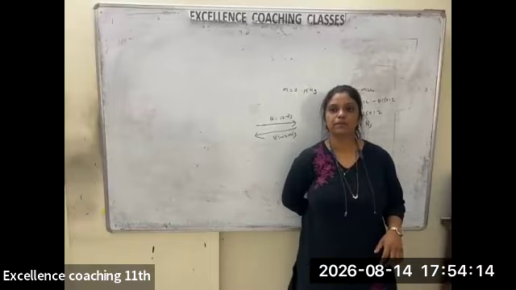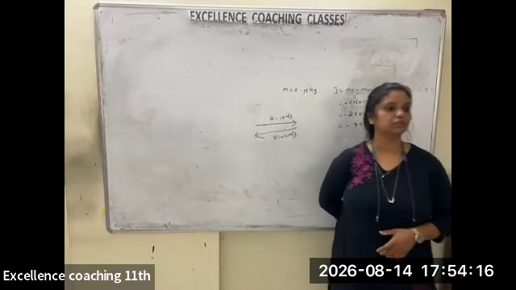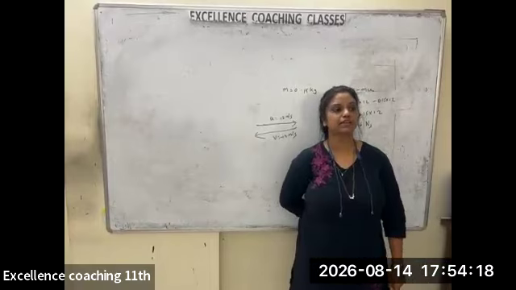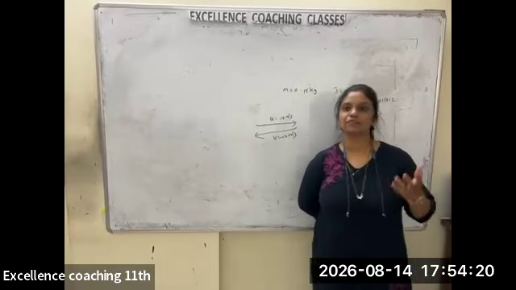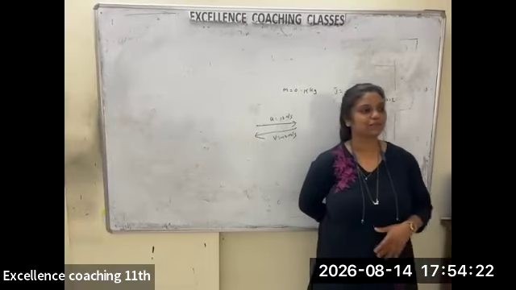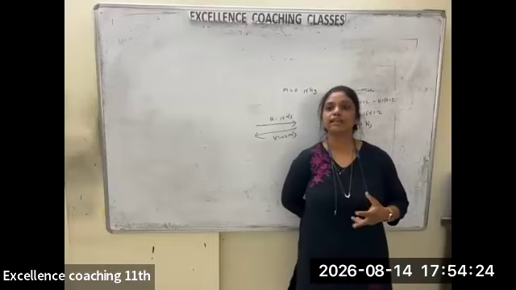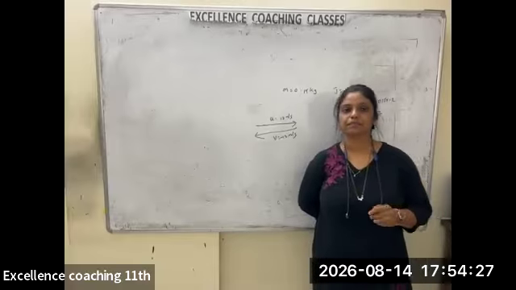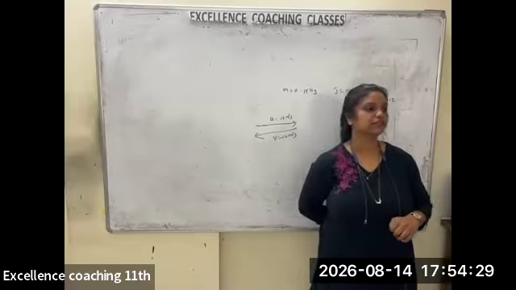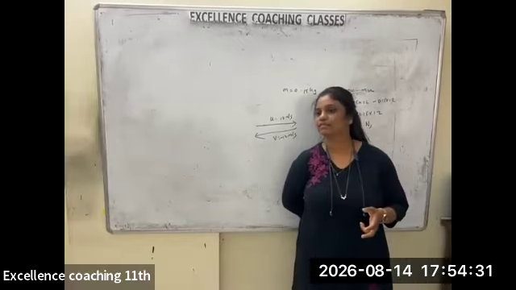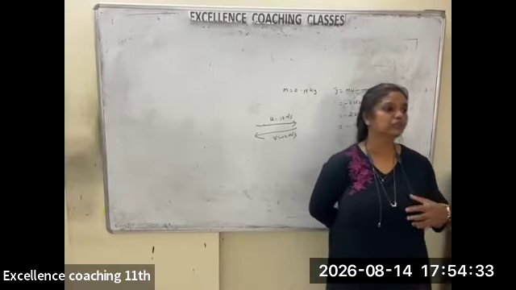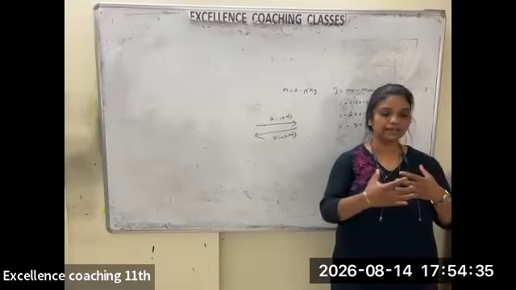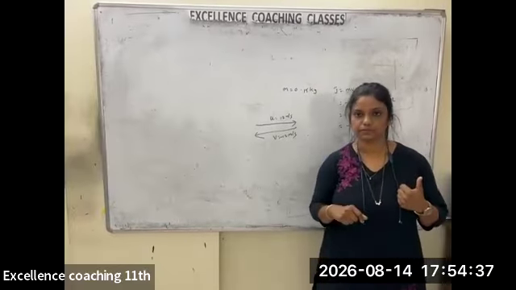Action and reaction has to be done on the same object or two different objects? Same object. If I hit myself, I will hit myself. Same objects or two different objects? Two different. It cannot be on the same object. It has to be on two different objects. Two different means it has to be a combination of two objects.